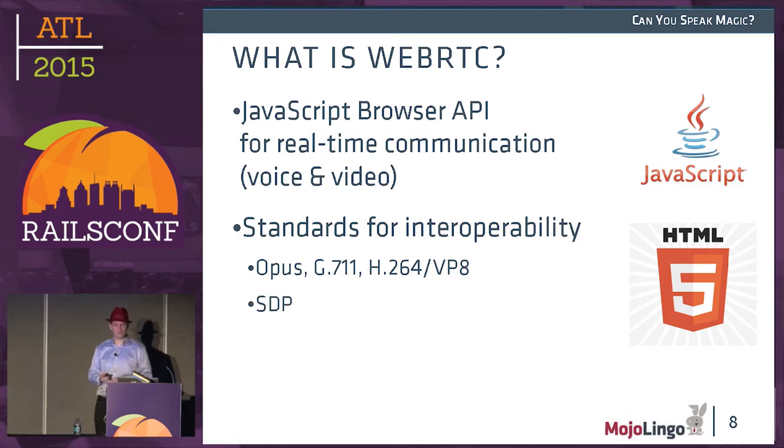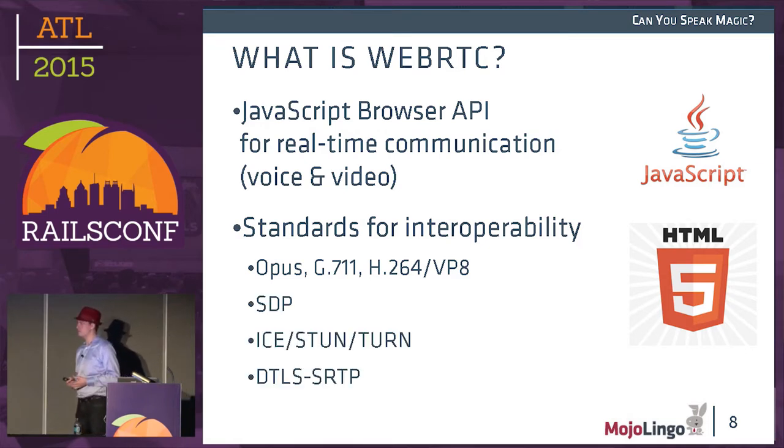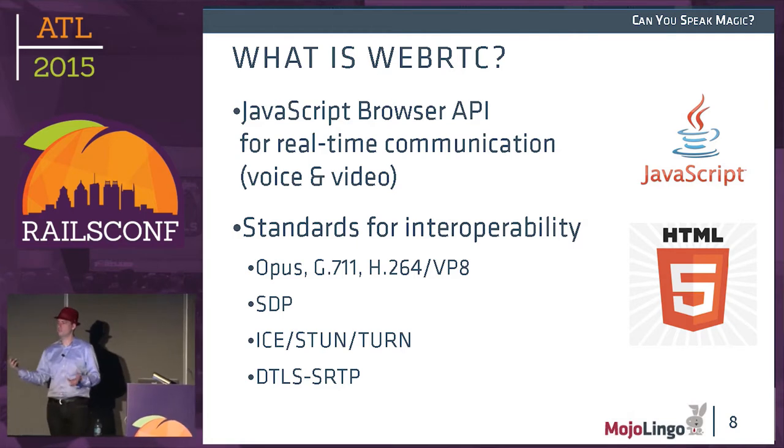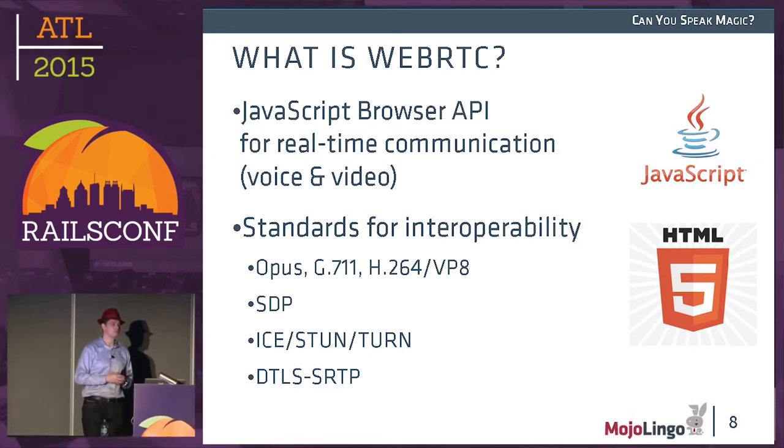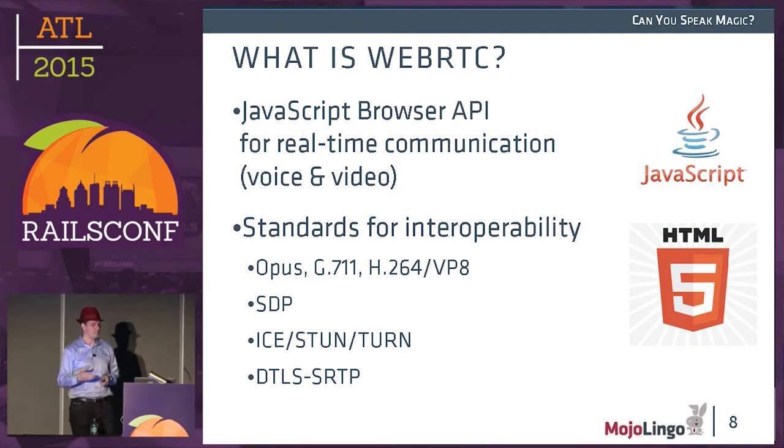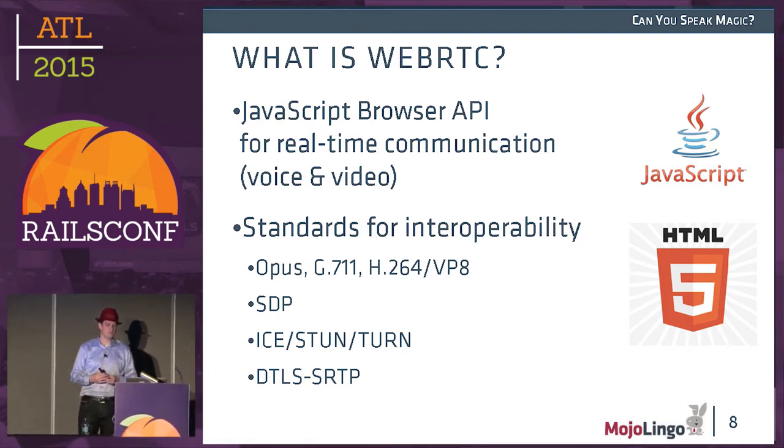There are a few more alphabet soup type things that are built into the standard. SDP is the mechanism by which the two endpoints exchange information about where they are. I'll talk about it in a second. ICE, STUN, and TURN are the protocols used to traverse the firewall. And then DTLS-SRTP is exciting because it is basically on-by-default encryption. So all the media on your calls will be encrypted.